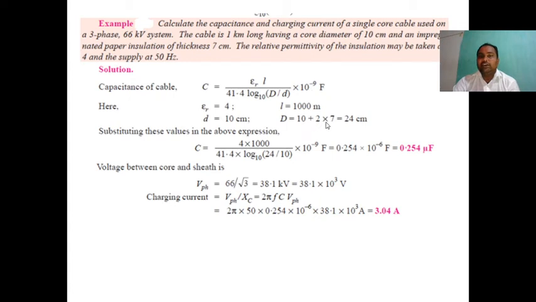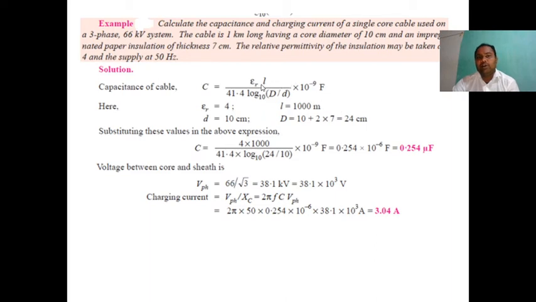So that will get 7 into 2 plus 10, that is 24 centimeters. Normally we know the capacitance of a single core cable, use this formula, and also we derive one formula also: 2 pi E naught ER by log capital R by small r, or capital D by small d. Both are the same formulas, no problem.